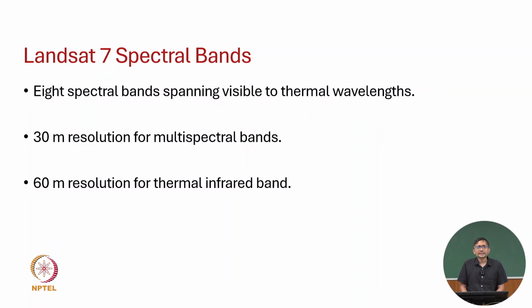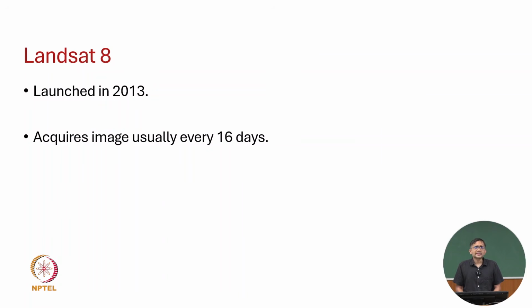Landsat 7 had 8 spectral bands spanning visible to thermal wavelengths, 30-meter resolution for multispectral bands, and 60-meter resolution for the thermal infrared band. So you see, the spatial resolution is much coarser when we compare with Sentinel-2. Landsat 8 was launched in 2013. It acquires images about every 16 days, compared to Sentinel-2, where we have images approximately every 5 days.